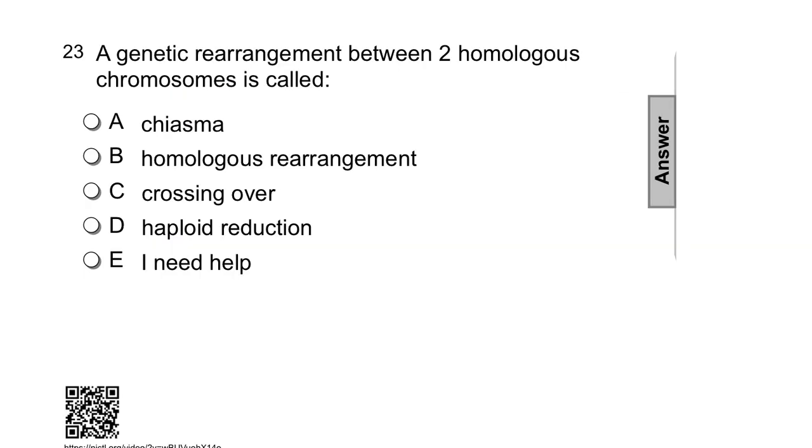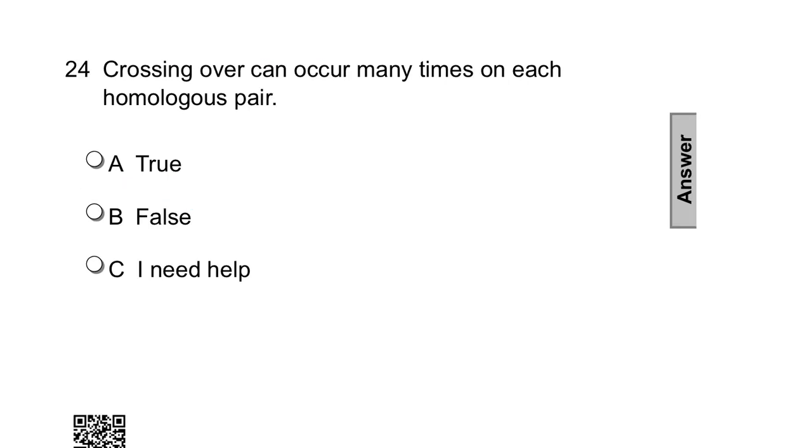Okay, genetic rearrangement of the genes between 2 homologous chromosomes that happens during prophase 1 of meiosis is called crossing over. I didn't mention this, but when 2 homologous chromosomes touch and cross over, they're exchanging genes.